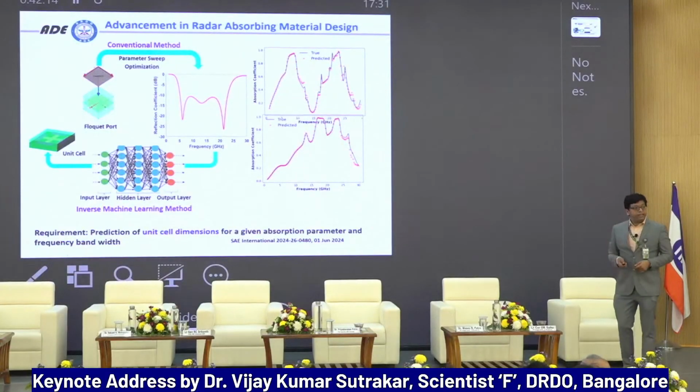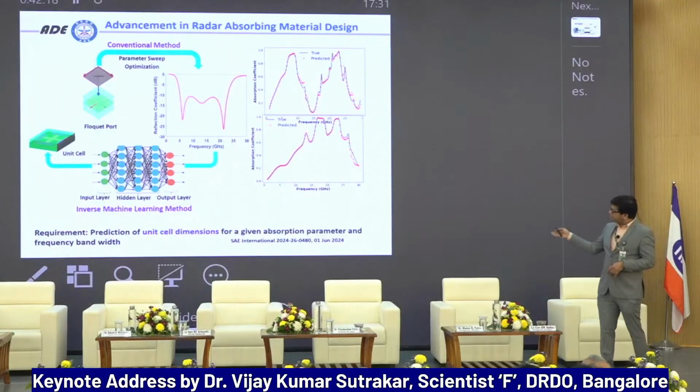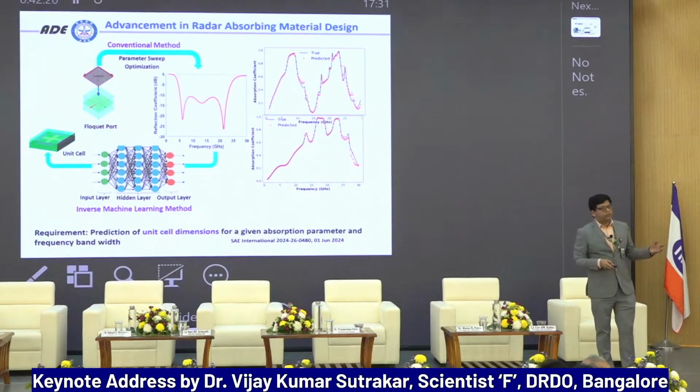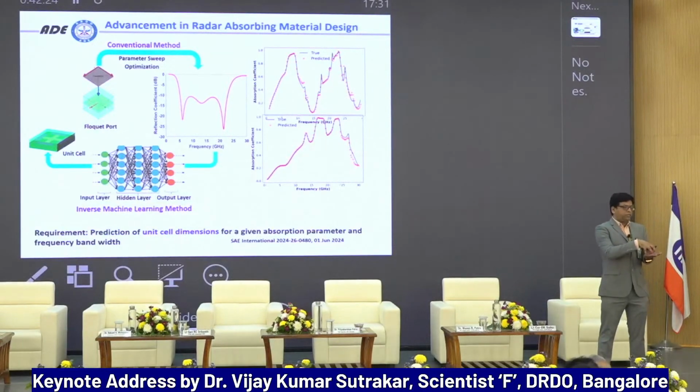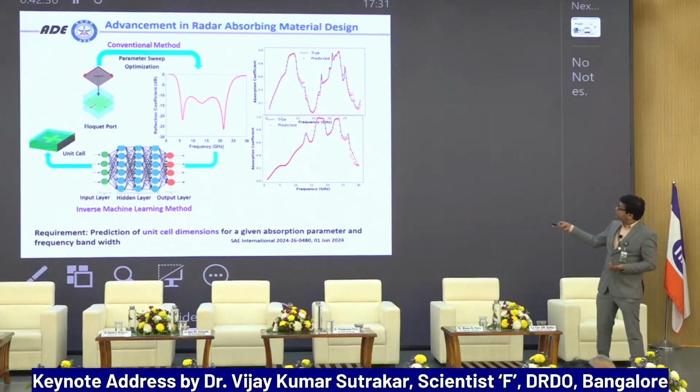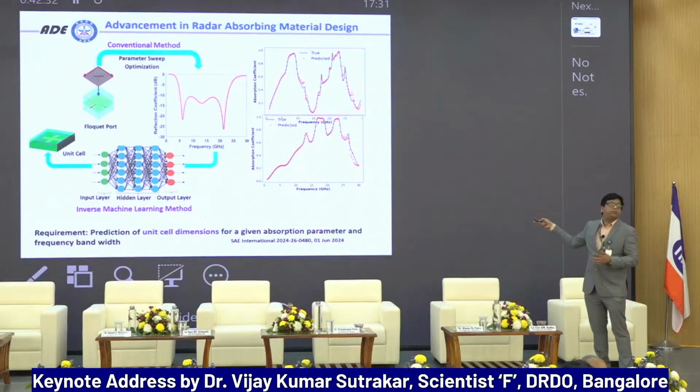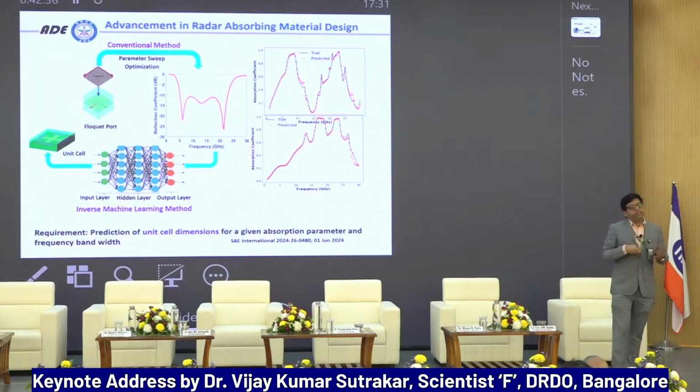On the material side also, there is a lot of AI ML. Here, this is recent work. Conventionally, we take some geometry in the metamaterials, which we call a unit cell, and then do a parametric study and see how the reflection parameters, the RCS performance, or the absorption of the material is coming. Now we have trained a model in an inverse way.